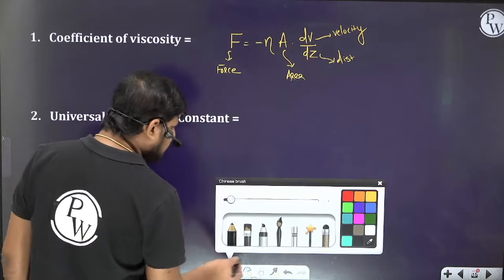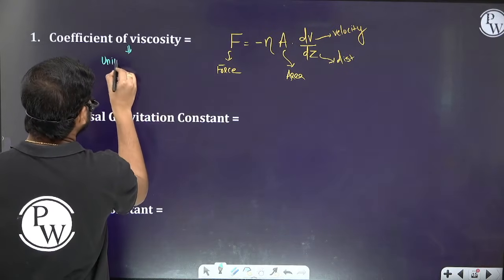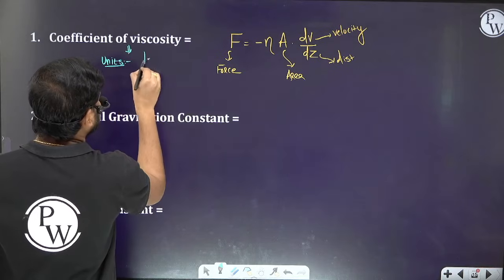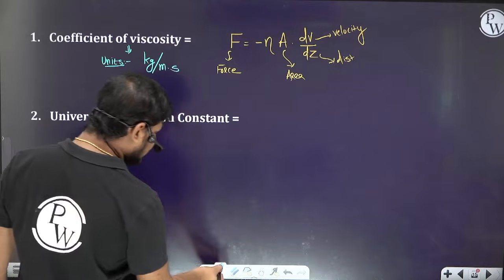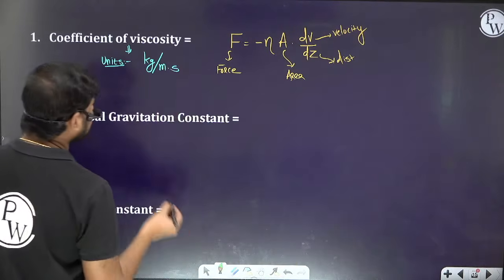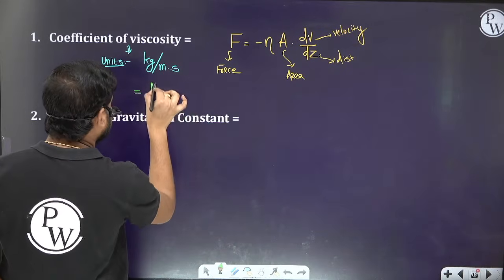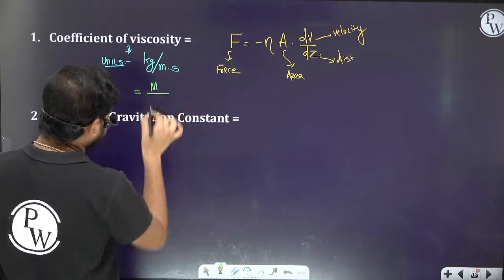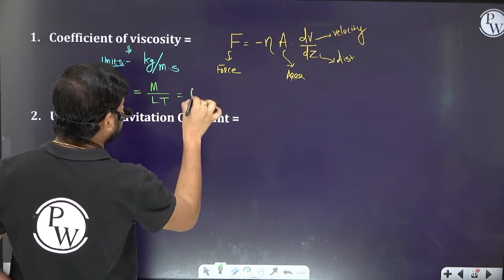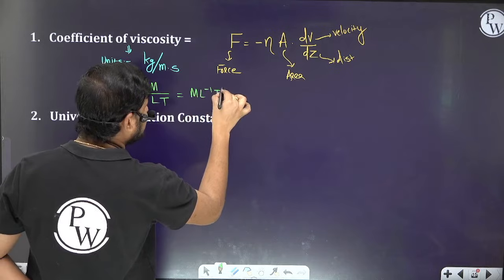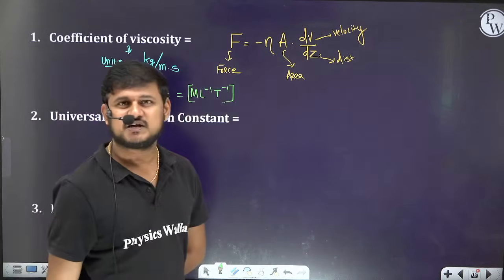But I'll use the very simple method, that is the units of coefficient of viscosity. The units of coefficient of viscosity are kg per meter second. That's it. Now I can easily write the dimensions here. Kg is related to mass, so M, meter is related to length, and second is time, so it will become M L to the power minus 1 T to the power minus 1. That's it.